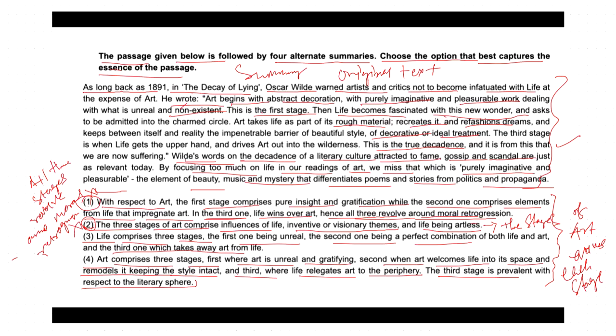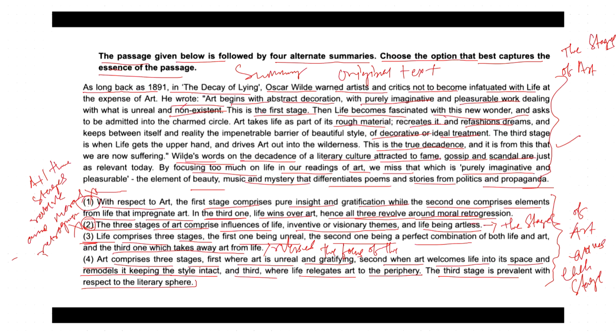If I move to the next one, option three states that life comprises three stages, the first being unreal, and the second being a perfect combination of so and so. This creates an error here. It completely reverses the focus of the passage. The passage is primarily about the stages of art, not about the stages of life itself. Therefore, the description of life having three stages is incorrect.